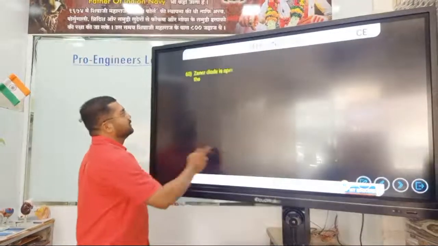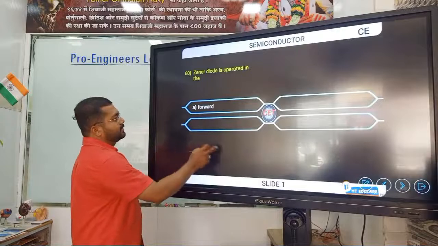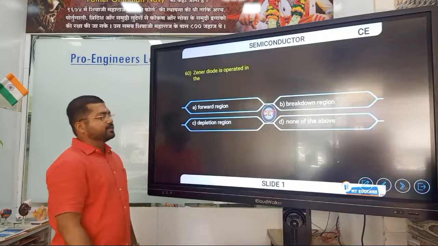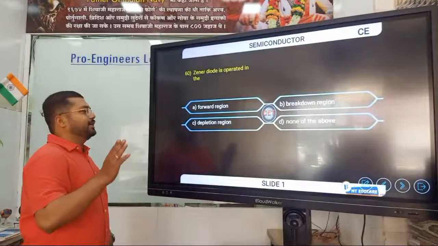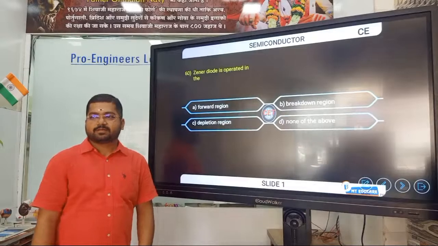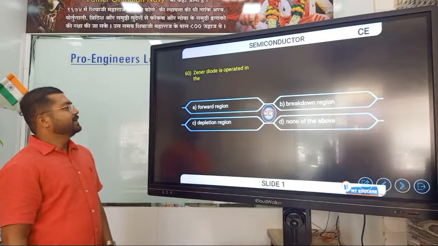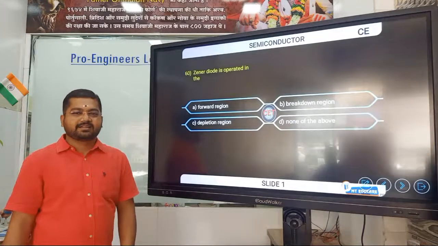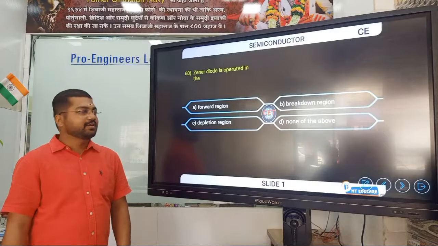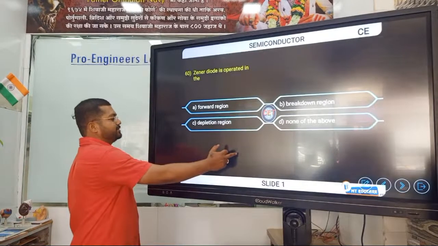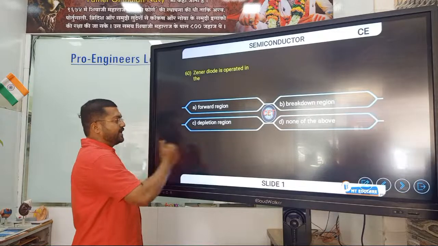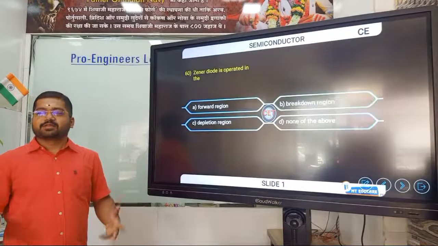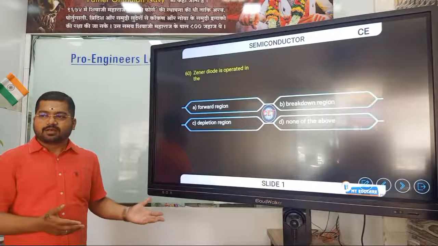वेरी गुड। Zener diode is operated in the, ध्यान से आंसर देना होगा आप सभी को। Zener diode is operated in, yes, C। आपका क्या कहना है? ब्रेकडाउन रीजन और डिप्लीशन रीजन, इसमें कंफ्यूजन है। We'll see the answer, and the correct answer is breakdown region. Why? Because Zener always works in reverse breakdown, right?